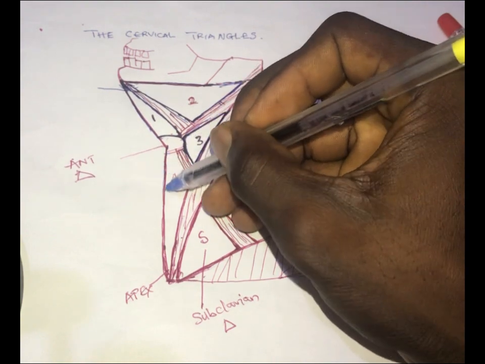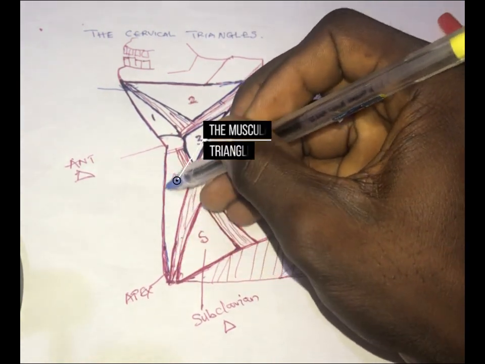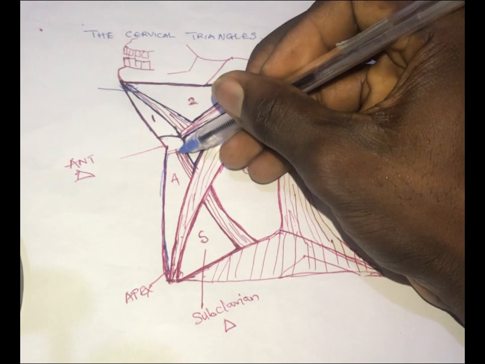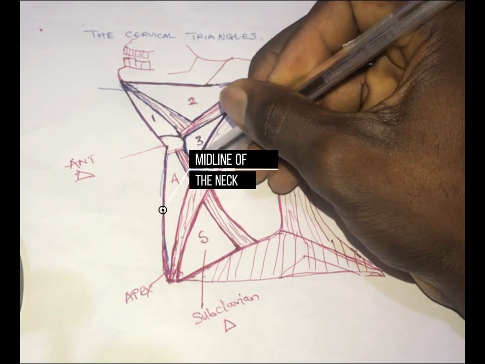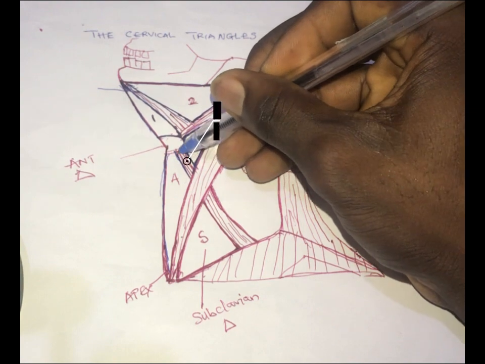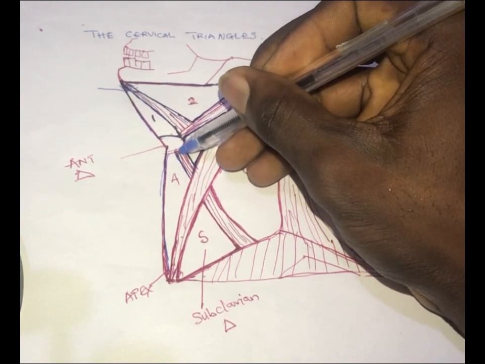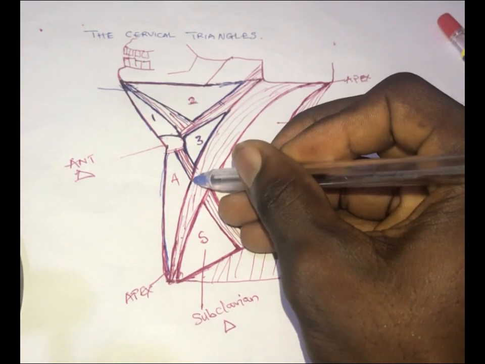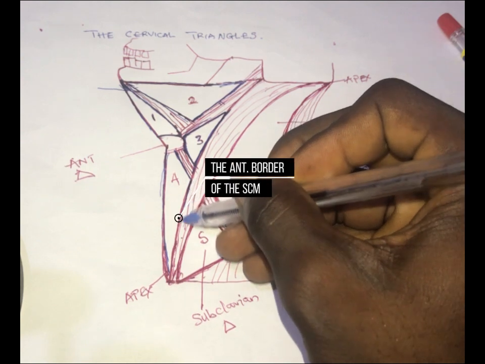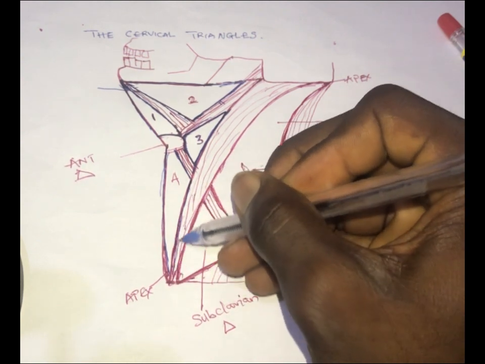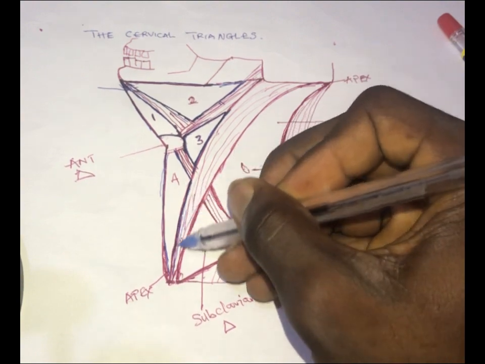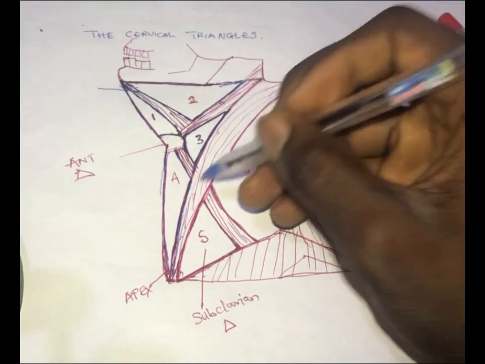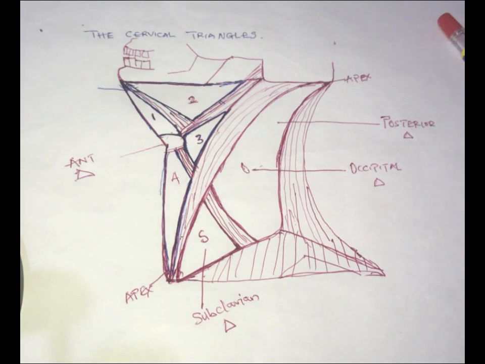Now we have the last but not the least, the muscular triangle, which is also known as the inferior carotid triangle. It is bounded anteriorly by the midline of the neck and superior posteriorly by the superior belly of the omohyoid muscle, and then inferior posteriorly by the anterior border of the sternocleidomastoid muscle. Superiorly, it is bounded by the body of the hyoid bone, and inferiorly, it is bounded by the manubrium sterni.